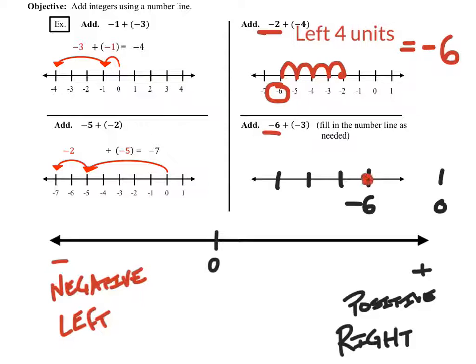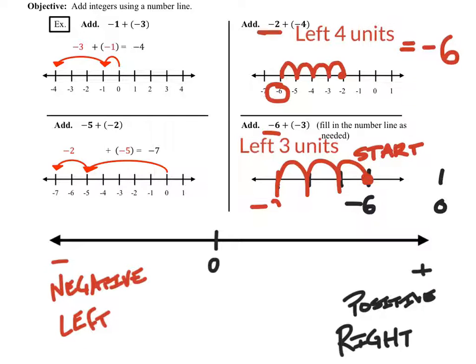So I start here at negative 6. And then from there, since it's plus negative 3, I'm going to go to the left 3 units. So that's going to place me 1, 2, 3 units to the left, which would have been negative 7, negative 8, negative 9. And that would be our answer for adding negative 6 to negative 3.